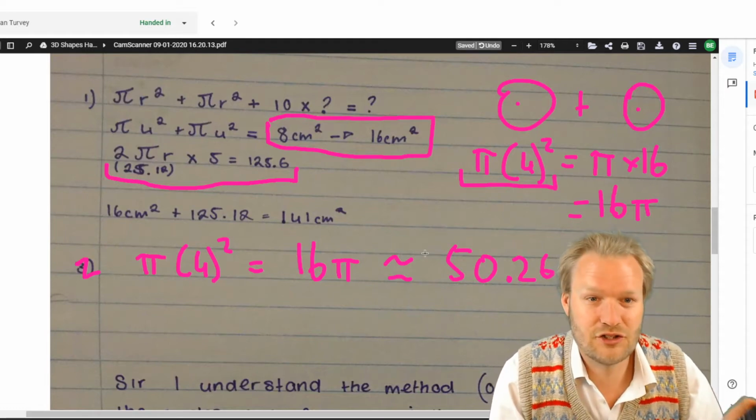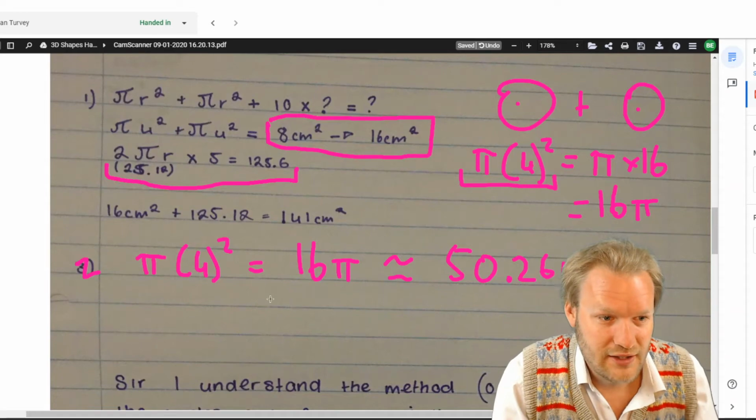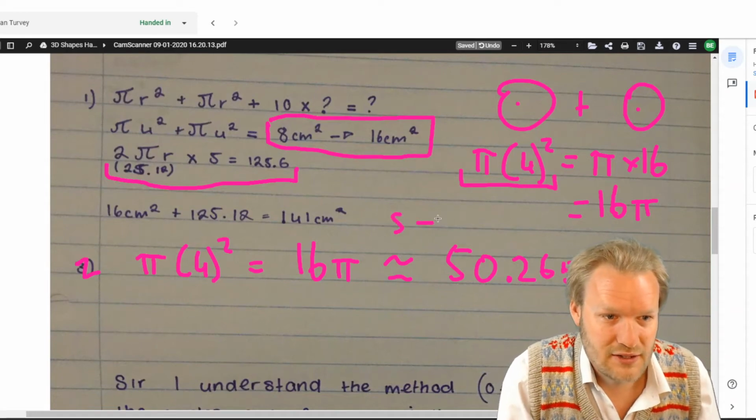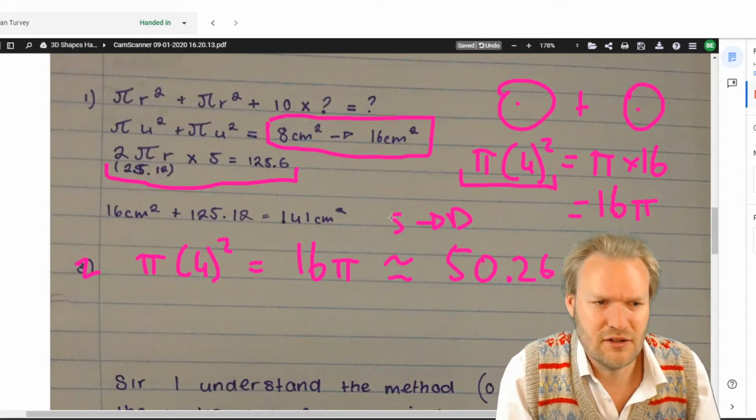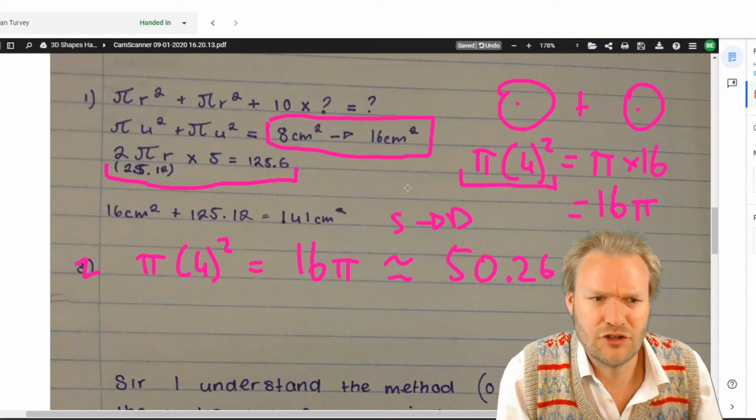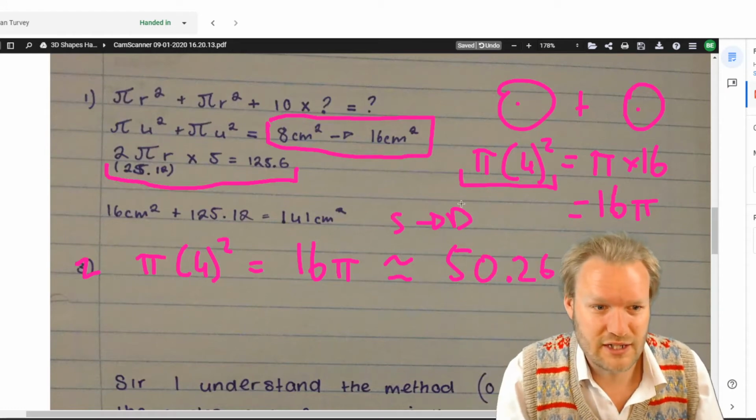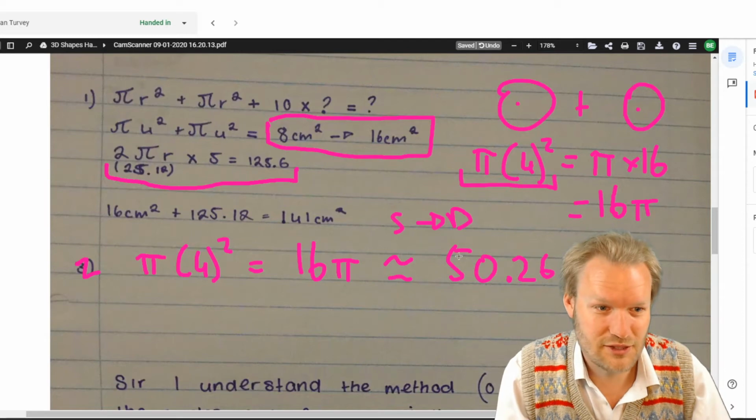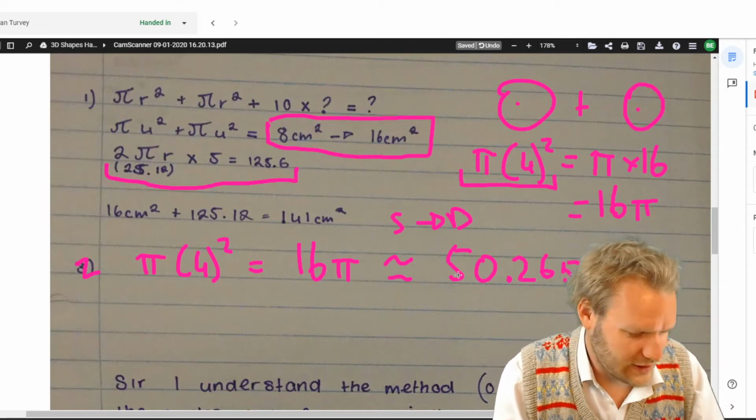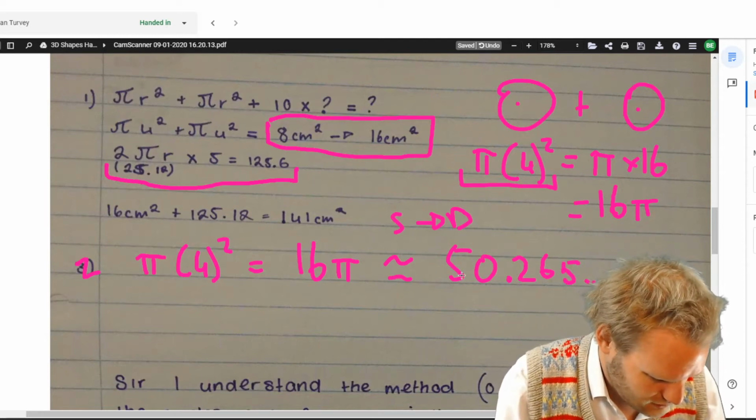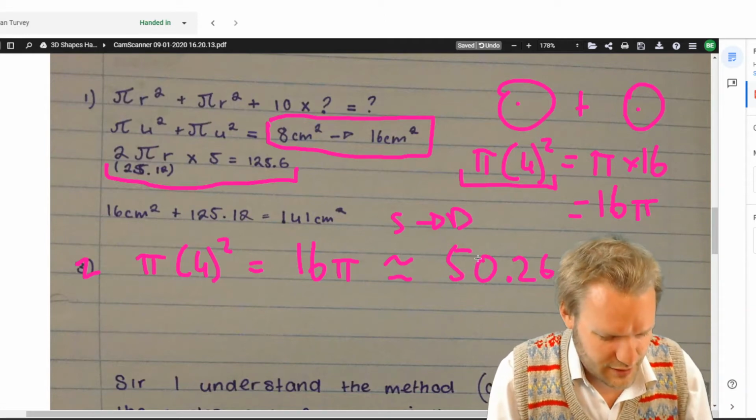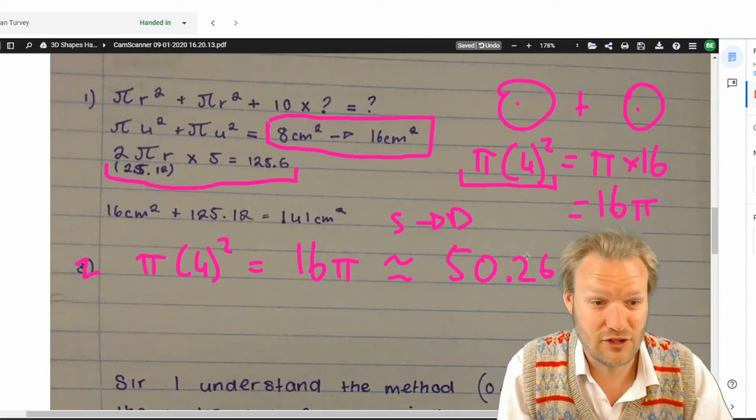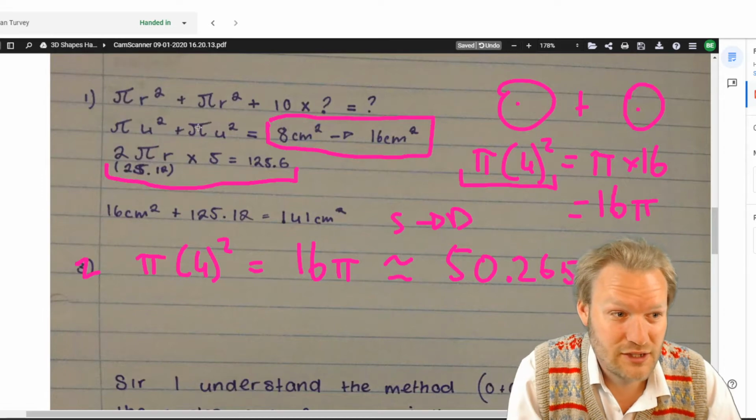And then if you want to get it to a decimal, like I've done here, then you press the S to D button. That means surd. Surd is the thing with the square roots, and decimals, we know decimals. So now S to D, let's just do it. S to D, and it tells me 50.2654882, etc. Okay, so that's what this first part is.